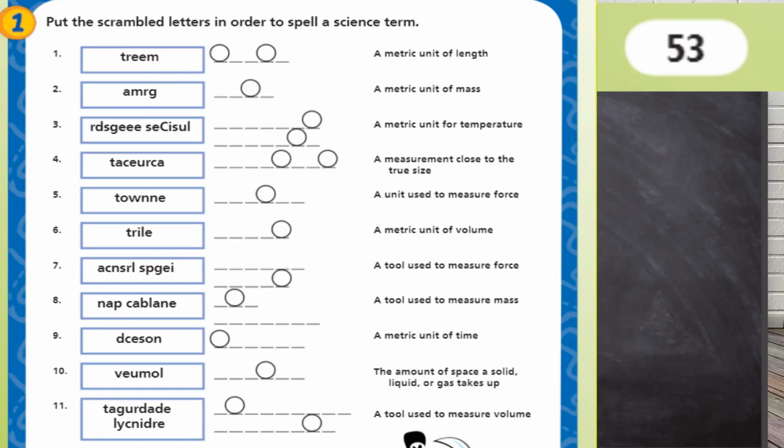Thank you. Now, Amal, number 3. A metric unit for temperature. What are you going to use for temperature? Celsius degrees. Excellent. Good job. Okay, Jenna. A measurement close to the true size. Very close to the true size. What is it? Exactly. The true size.